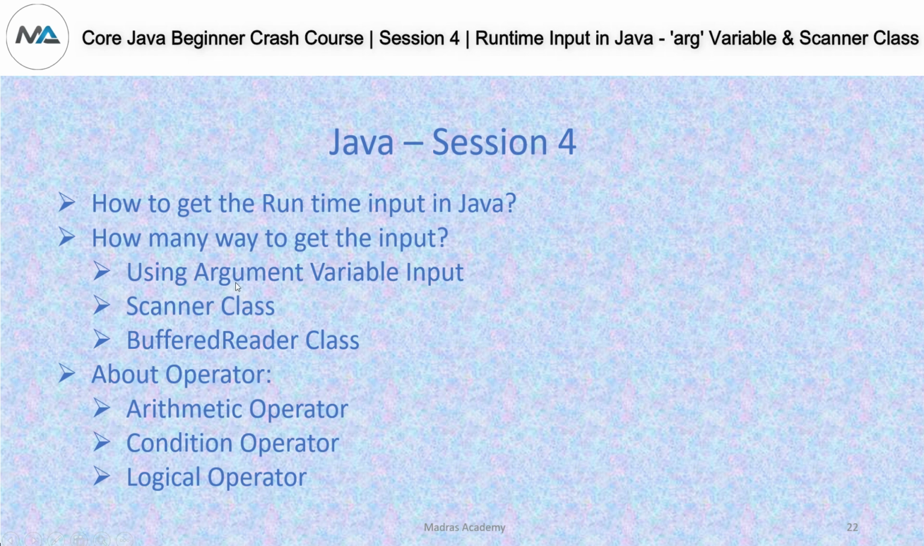So here we'll see the argument input, using a variable, and otherwise we can use the Scanner. How to use these two methods to get the runtime input, we'll see here. After that, including operators, we'll write the program. Here I am going to take the arithmetic operator, conditional, and as well as logical operators. These two operators are new in this session. The arithmetic operator we already did in a previous session, and here also we'll see the arithmetic operator one more time, and how to calculate the value using runtime input.